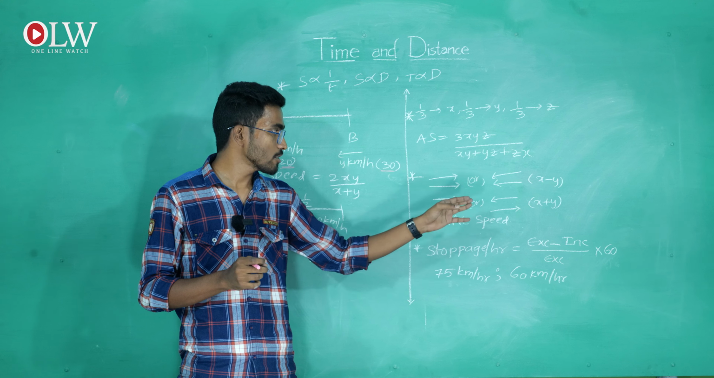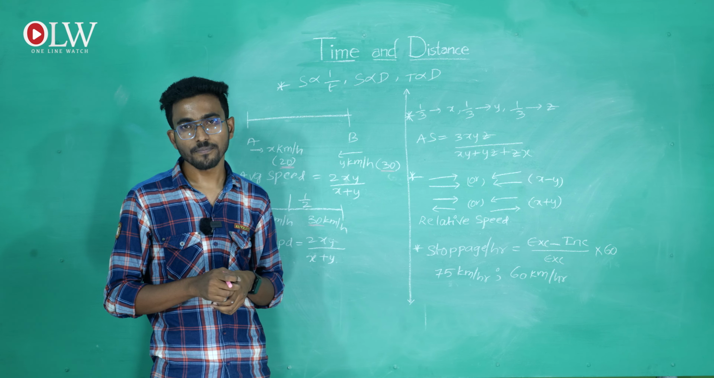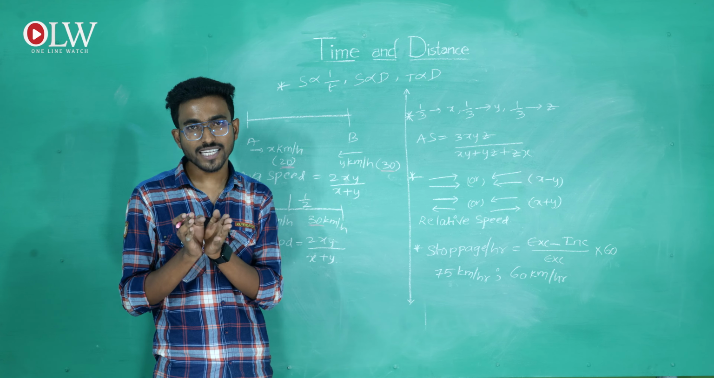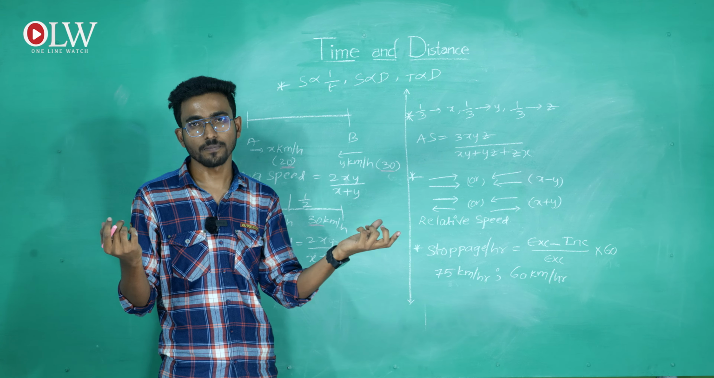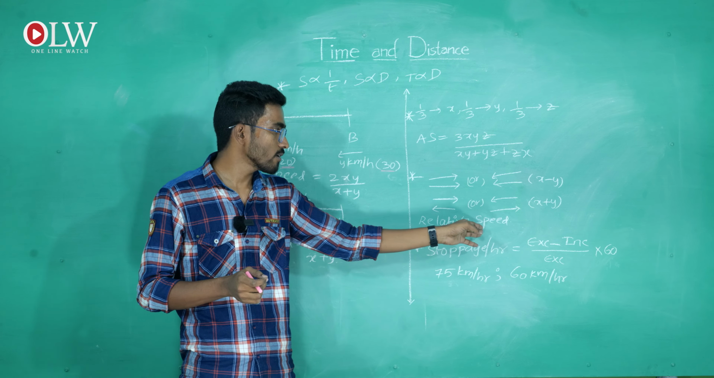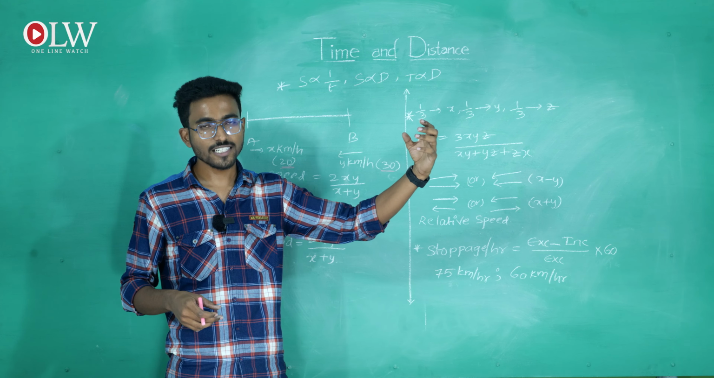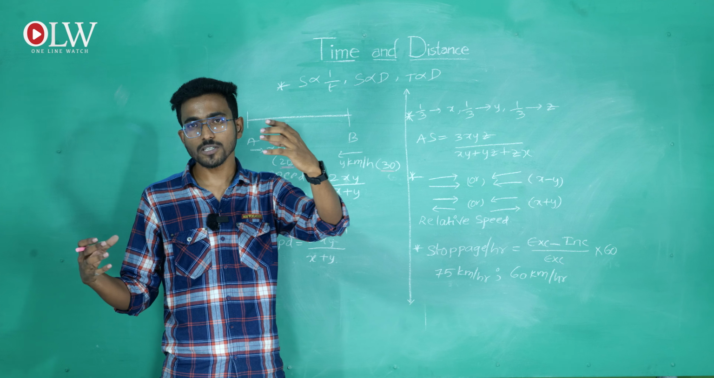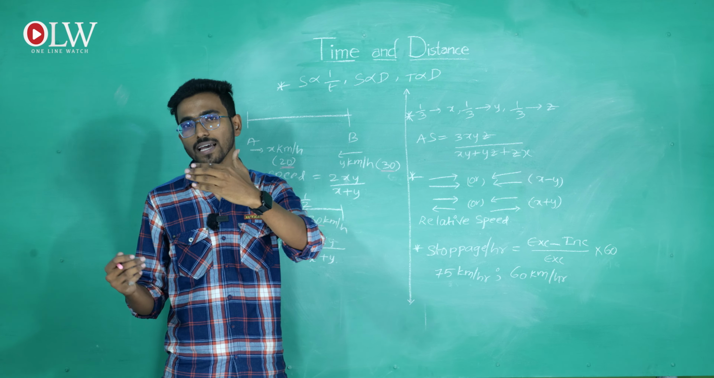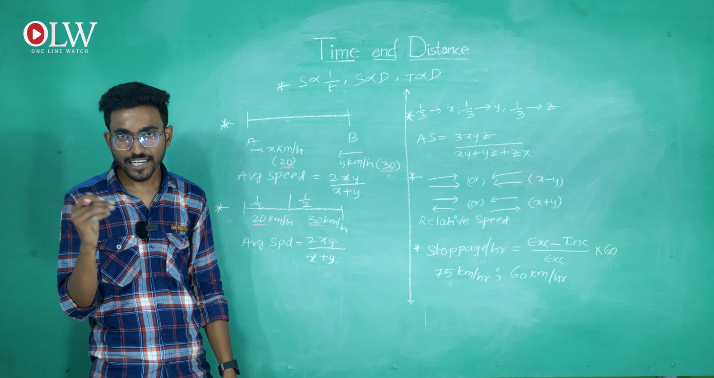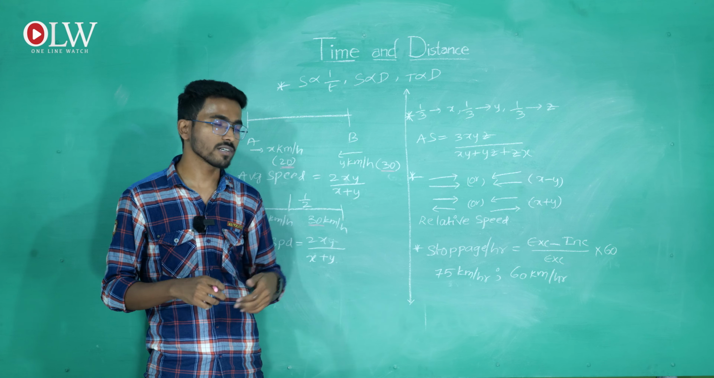Here the relative speed should be x minus y. That means when is it x minus y? Two different speeds with the same direction. Same direction means like this side or this side, whatever it may be. Okay, next going to another relative speed, x plus y, opposite direction. Suppose a person is moving from A to B and another person is moving from B to A. That means one person is going left to right and another is going right to left. Here opposite means x plus y.